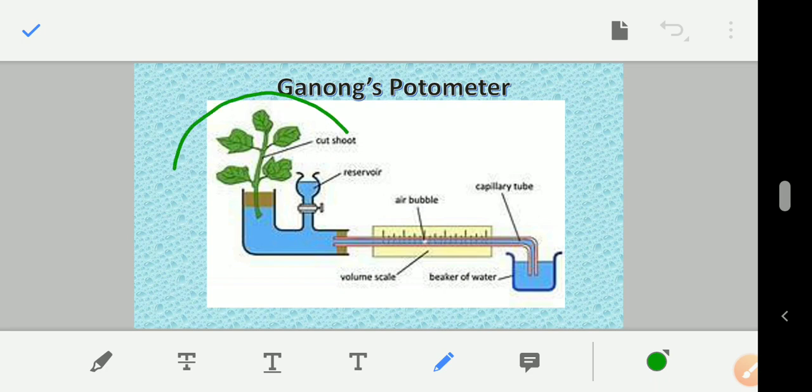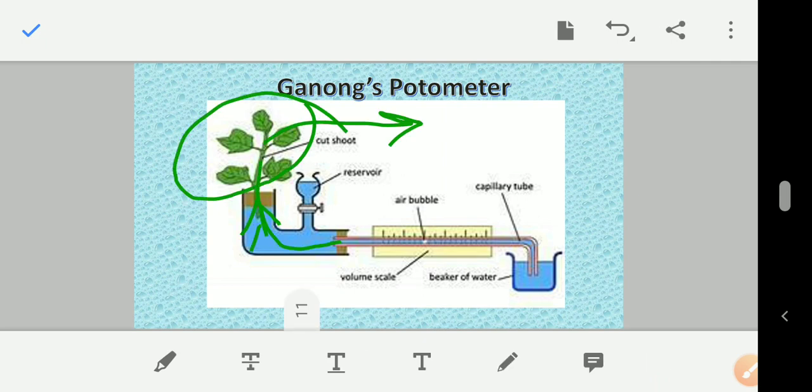See, in this, from their leaf there will be transpiration. Water will be lost. It will create a transpiration pull. तो transpiration pull से ये water को खींचना चाहते हैं. But there is no root. So it's difficult to absorb water through the roots. इसलिए पानी को bubbles को push करना पड़ेगा. For that we introduce air bubble, and the movement of air bubble push the water molecule towards the twig.